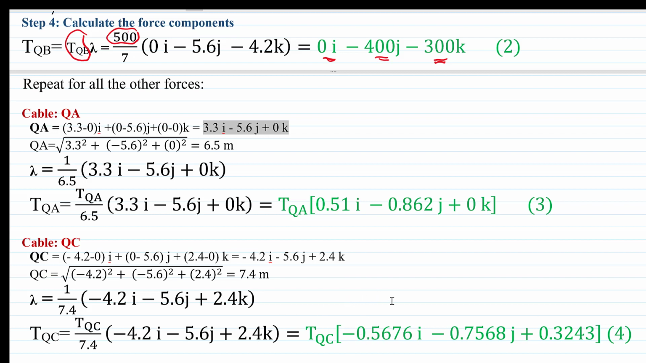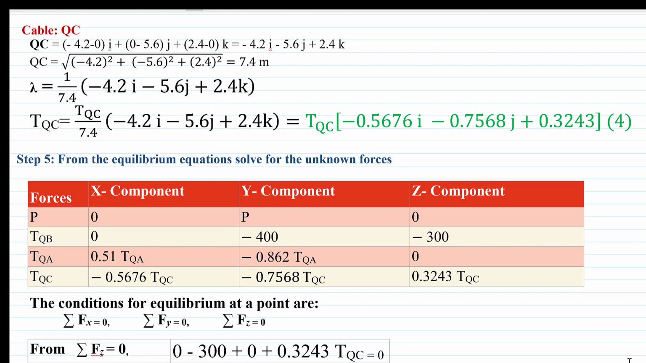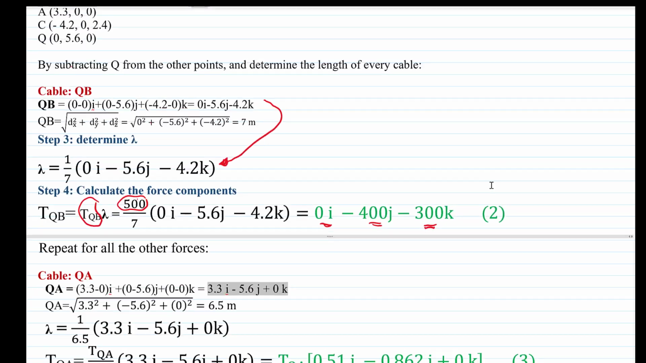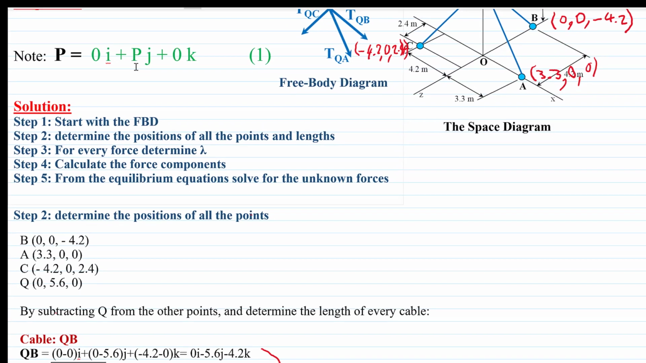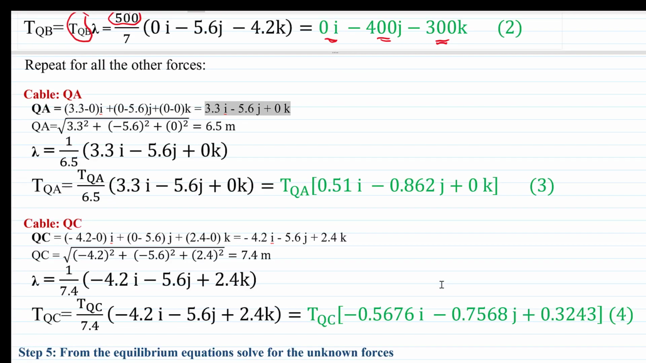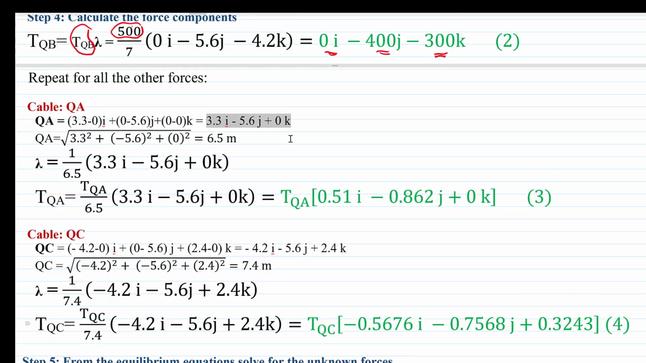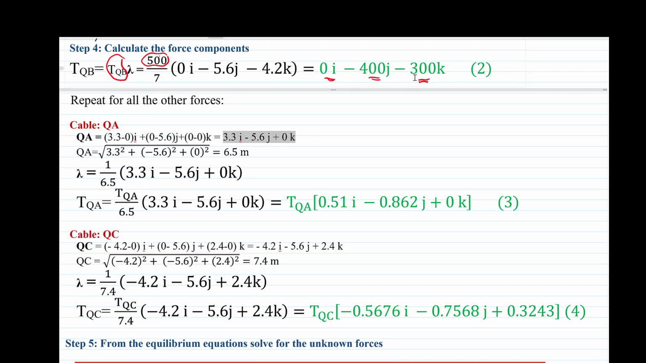So now the next step is what? I have all these four equations. So I'm going to summarize them into this table here. So if you look at equation 1, what I have is 0, P, and 0. So the P value is going to have 0, P, and 0, so the X component, the Y component, and the Z component. Then the next equation is going to be 0, minus 400, minus 300.